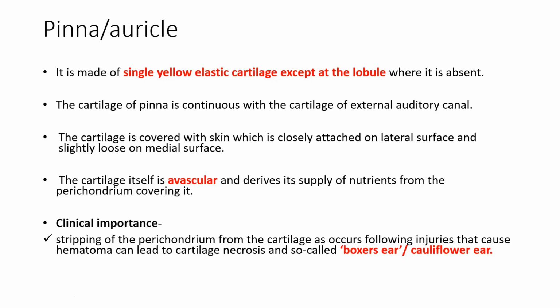One is the ear lobule, and another part is the incisura terminalis, where there is no elastic cartilage. The cartilage of the pinna is continuous with the cartilage of the external auditory canal. So we will see this in the diagram, which is kept in the next slide. The cartilage is covered with skin, which is closely attached on the lateral surface.